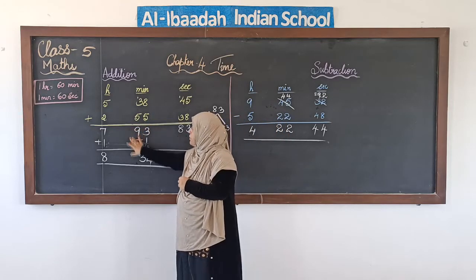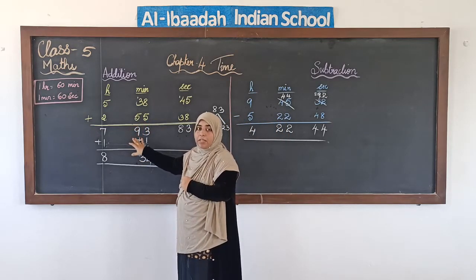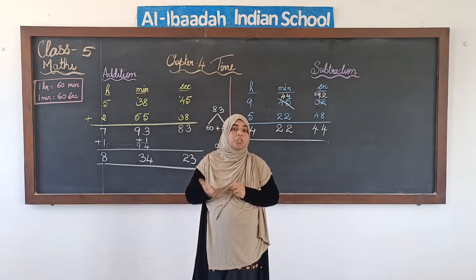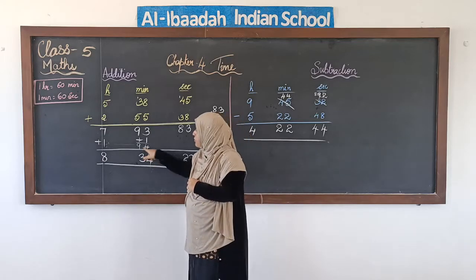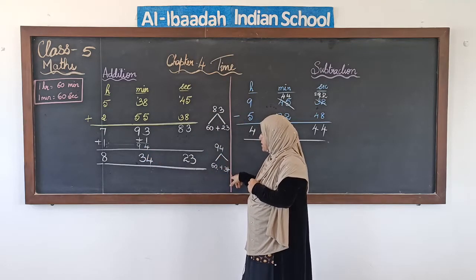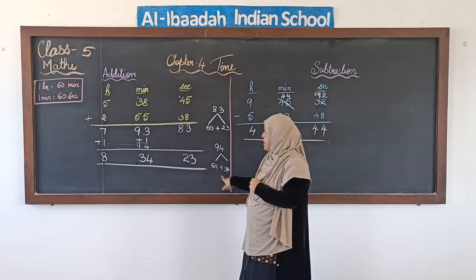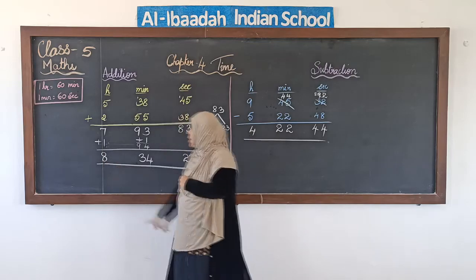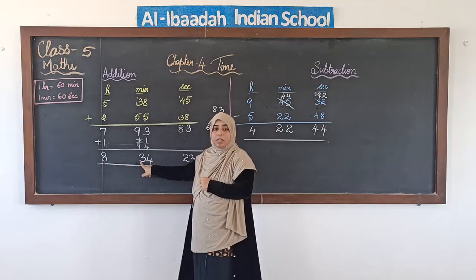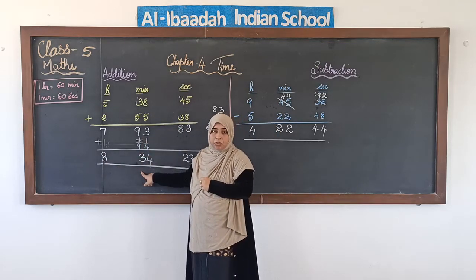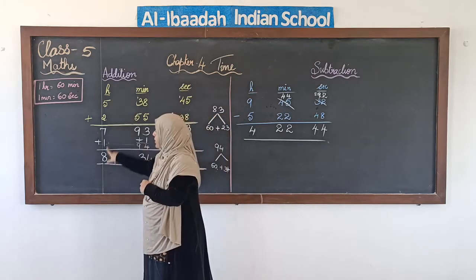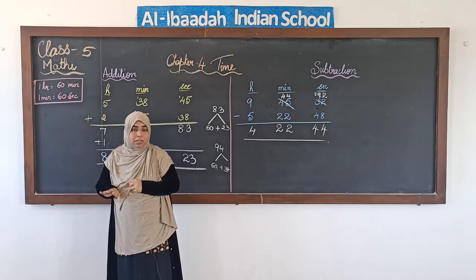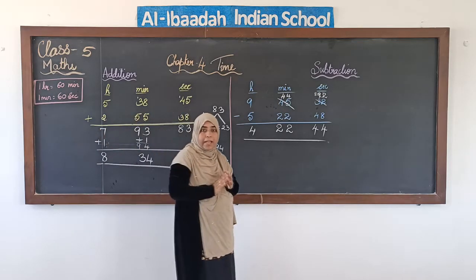Then when we came to the minutes section, we saw that we had more than 60 minutes. So we could convert it to hours. So again 94 we have split into two numbers, 60 plus 34. 60 was converted to hours and carried to the hours section. The remaining 34 we wrote in the minutes section. Okay. At the end we added the hours which were carried along with the hours we had earlier. This is how we did addition of time.